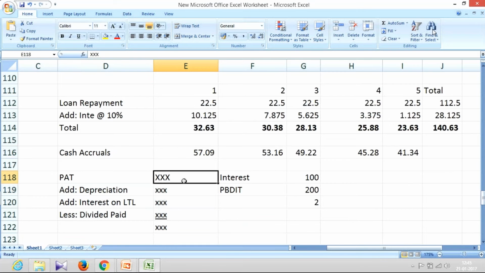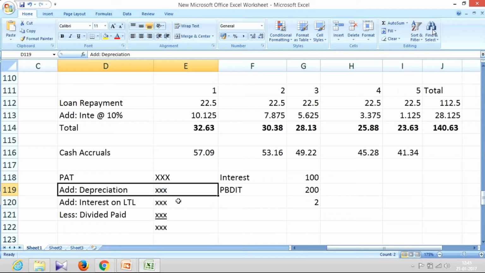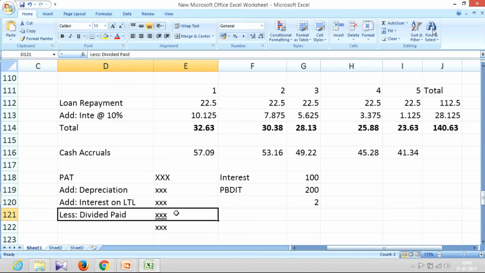You have to take profit after tax, add depreciation, add interest on long-term loan, and subtract the dividend paid. Why am I adding depreciation? Because it is a non-cash item; there is no cash outflow. Why am I adding interest on long-term loan? Because this profit after tax is derived after subtracting interest. I cannot say that I will pay interest on profit after tax, because this itself is after paying interest. So I'm adding back, nullifying the deduction already made. Then I'm going to subtract the dividend that is going to be paid. So this is going to be the cash accrual that is available.